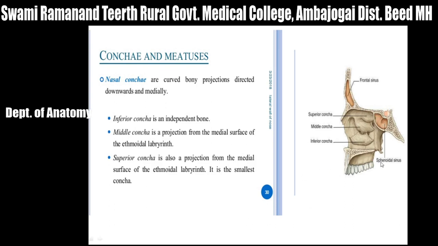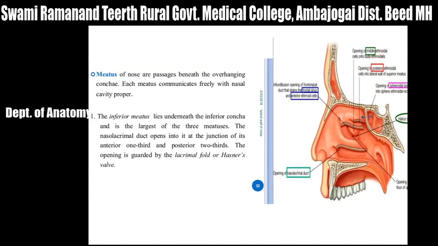Next, concha and meatus. What are the concha? Concha are nothing but shelf-like projections present in the lateral wall of the nose, that are irregular, and they increase the surface area of the lateral wall of the nose. There are three concha: superior concha, middle concha, and inferior concha. The inferior concha is a separate bone. The middle concha is a projection from the medial surface of the ethmoidal labyrinth, and the superior concha is also a projection from the medial surface of the ethmoidal labyrinth. The superior concha is the smallest concha.